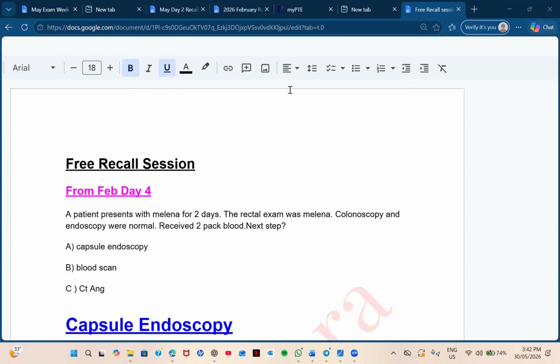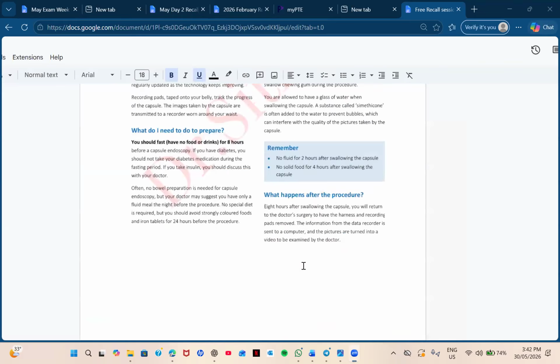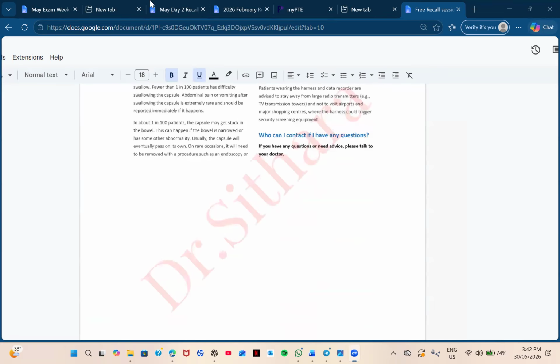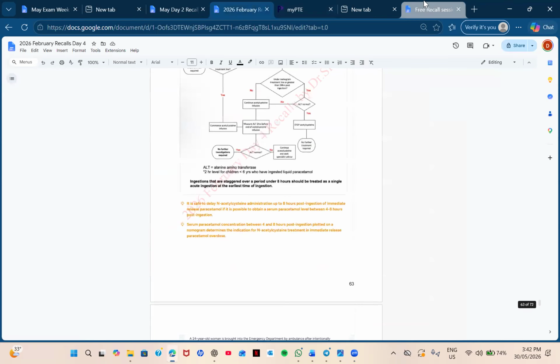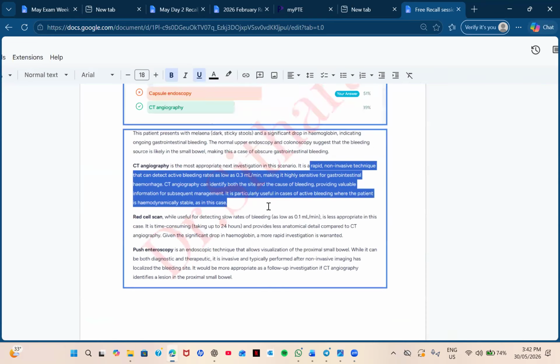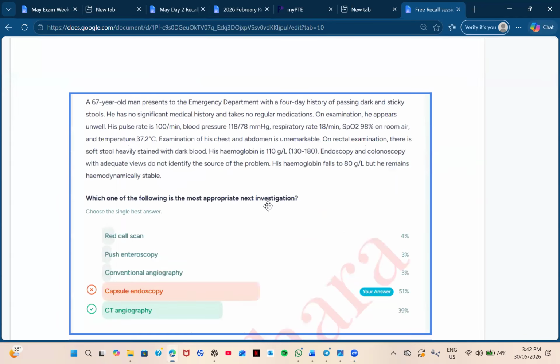I'll explain it with some emergency questions. Read this. This is from my February recall file. So I'll explain here. We'll discuss this question.